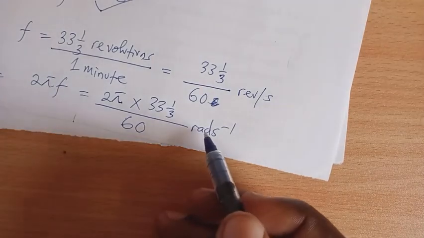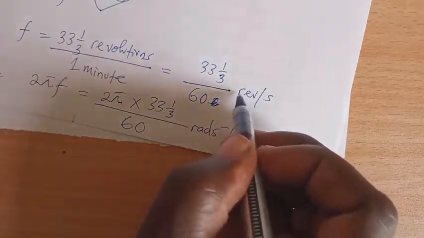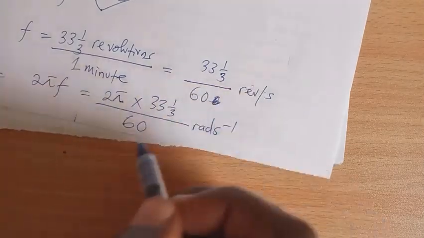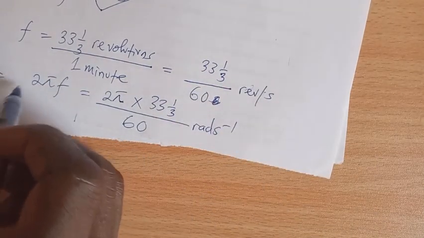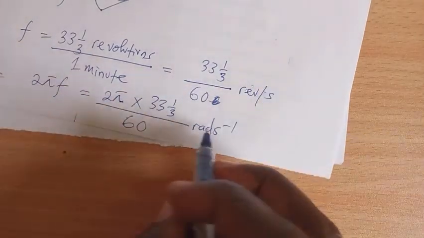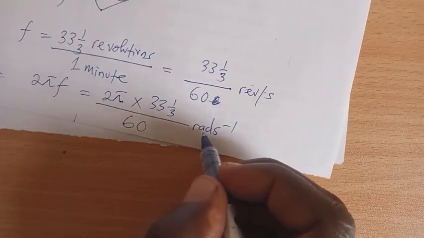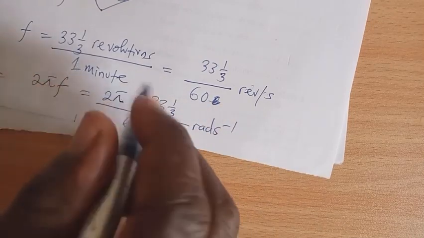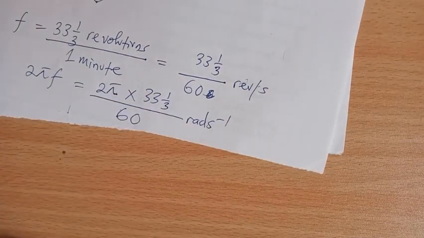Why did I change it to radian? Because every one revolution is 2 pi radian, so I have to remove the revolution, and if you see my formula here gives me the 2 pi, so I don't need this one now, so I have radian instead, and then the second is from the 60 here. I change 1 minute to 60 seconds.